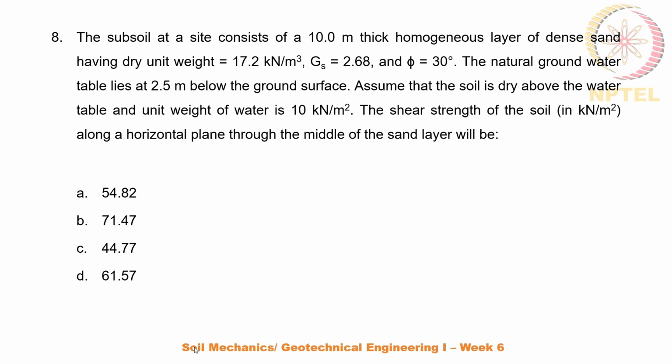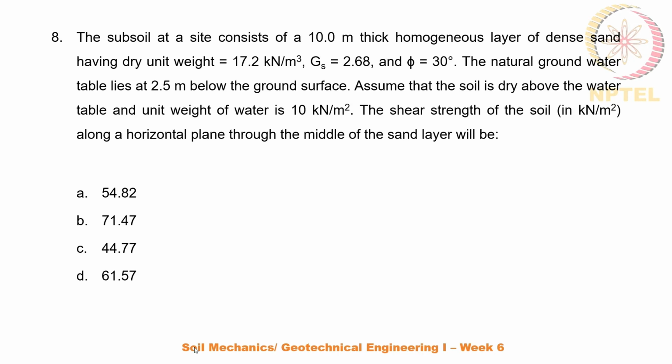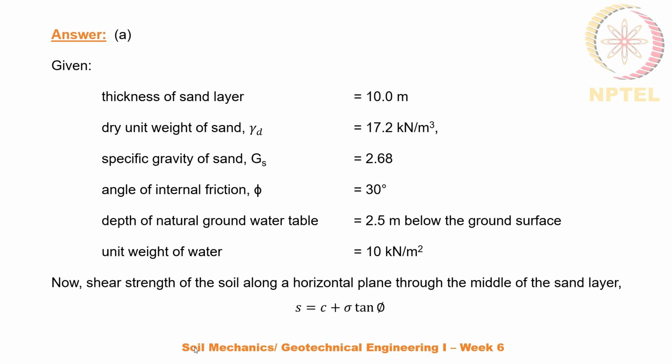Option A, 54.82, option B, 71.47, option C, 44.77, option D, 61.57. So the correct option is option A, that is 54.82. So let's see how to solve this.